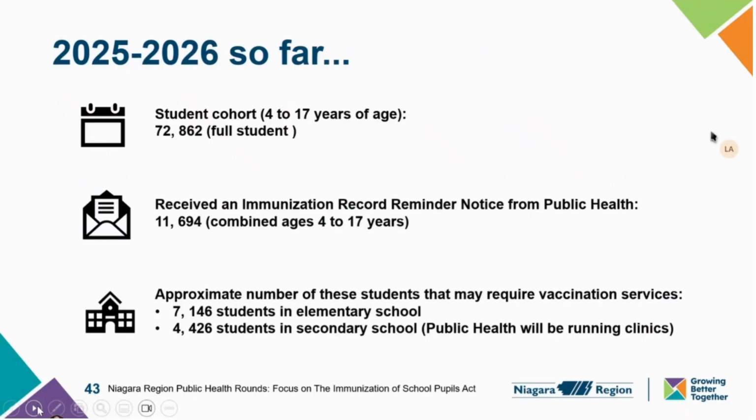Now moving to this year's record review for the 2025-26 school year, there is a slightly larger student cohort with just over an additional 1,600 students than the last immunization record review. But there's also a lower number of students, by just over 2,000, who received an immunization record reminder notice. So we're in a little bit better shape than we were last year.